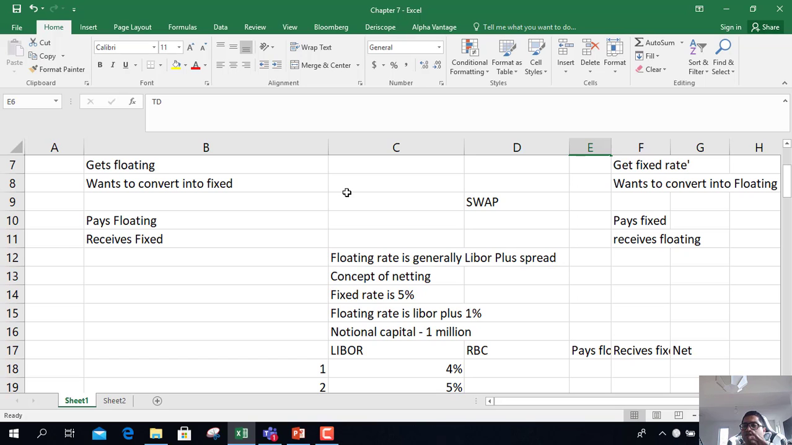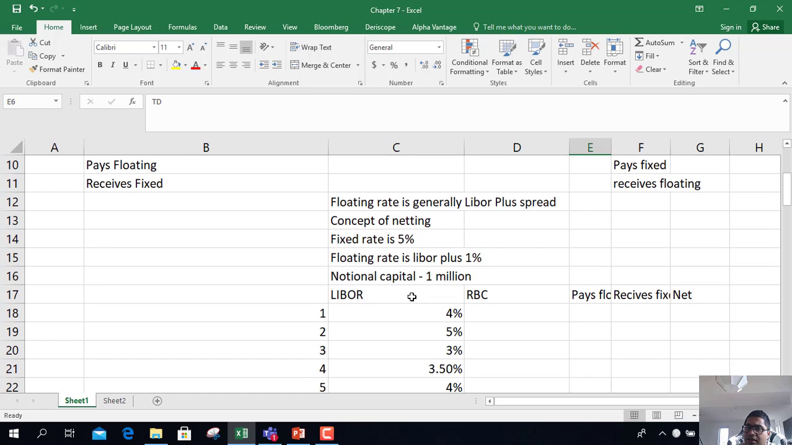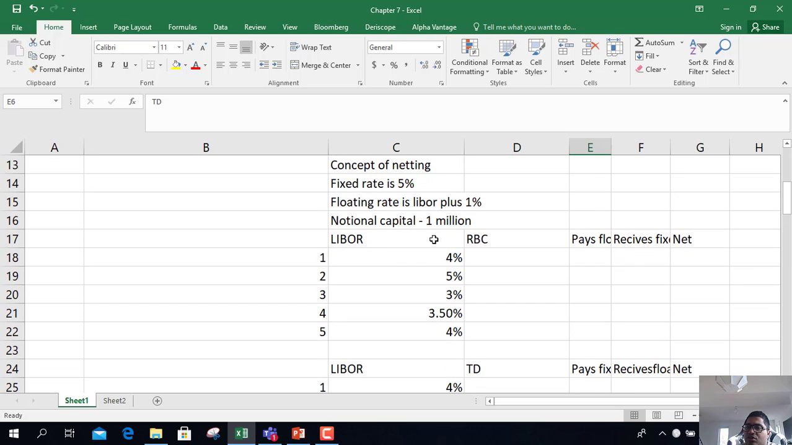So there is a concept of netting, which we are going to discuss. For this example, we are assuming the fixed rate is 5%, and the floating rate is whatever LIBOR is going on in the market plus 1%. So the spread is 1%. Notional capital is 1 million. So what will happen to RBC and what will happen to TD?